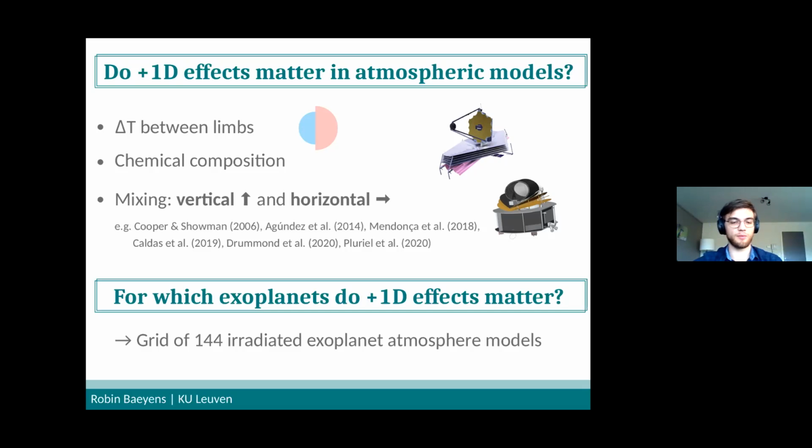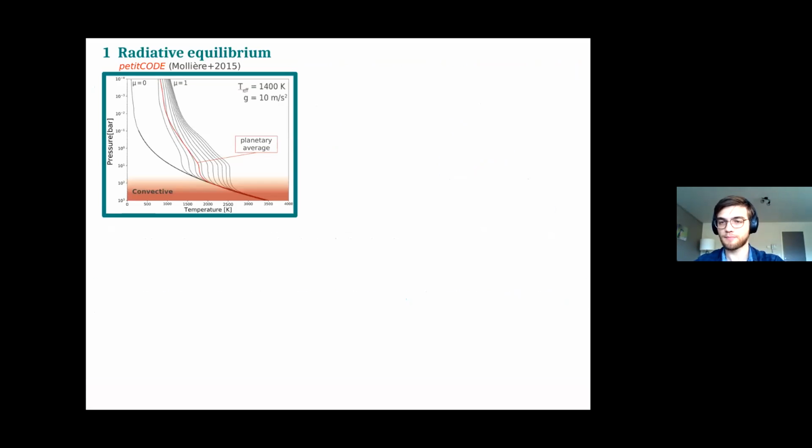So then we set out to synthesize a grid of 144 irradiated exoplanet atmosphere models. And I will show you the results of that right now. Well, first I have this slide on the methodology. So it's quite a lot, I guess. But if you have questions about it, you can always ask me afterwards. But I will quickly go through how we set out to synthesize these models.